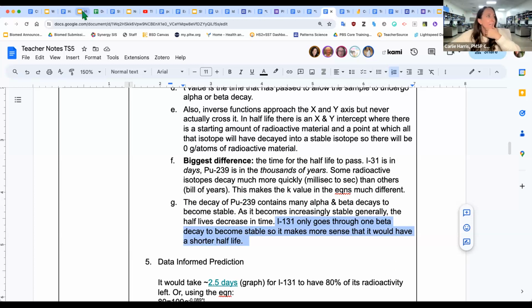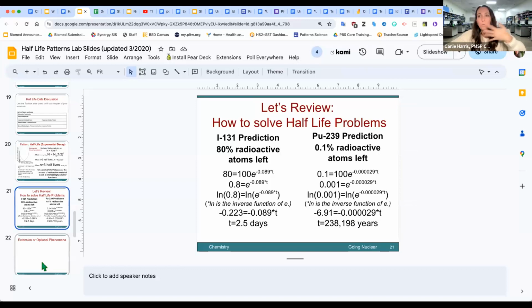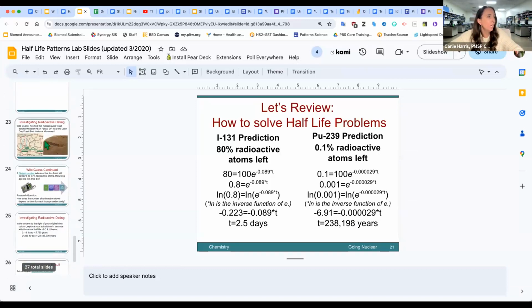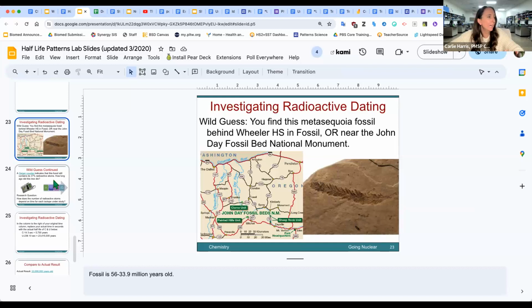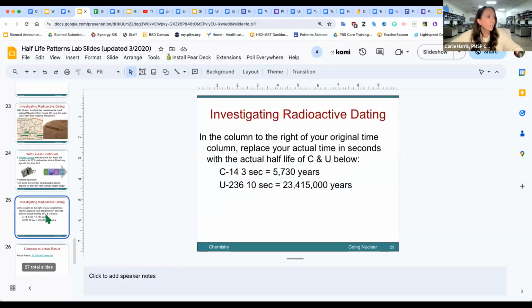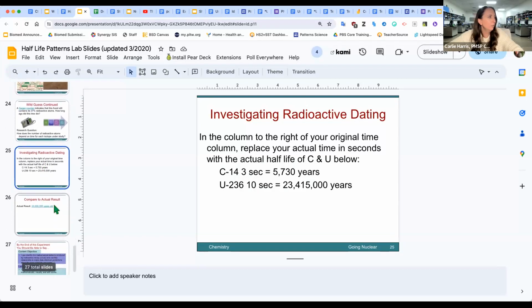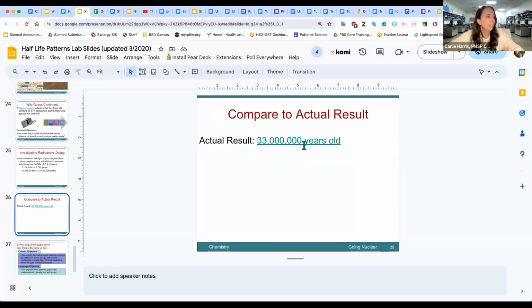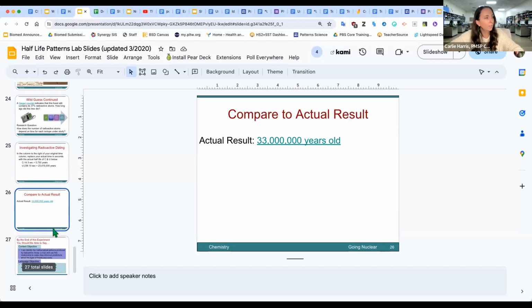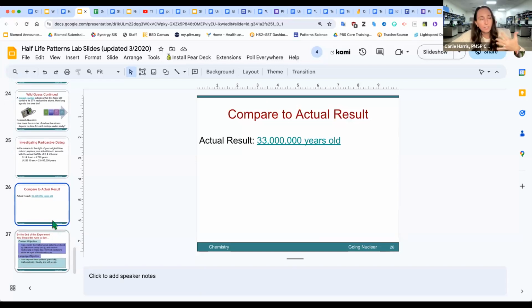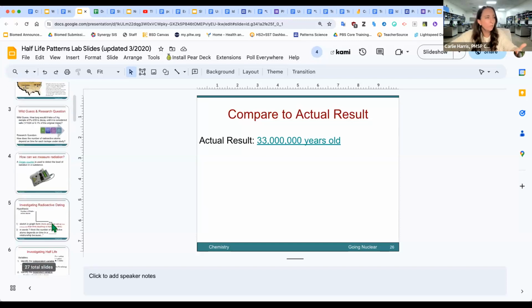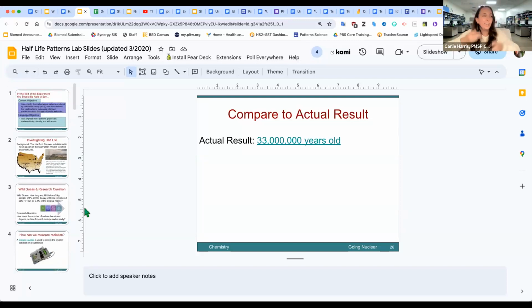And then once we've helped them get through recognizing this pattern, mathematical model, we go back to our wild guess, and we ask our students to make their data informed prediction. And we've got an actual result for our fossil here. So I like this, it does a good job of following the patterns approach to science inquiry. It's fun shaking around all those candies. We give our students some support with the mathematical model, but they get there.